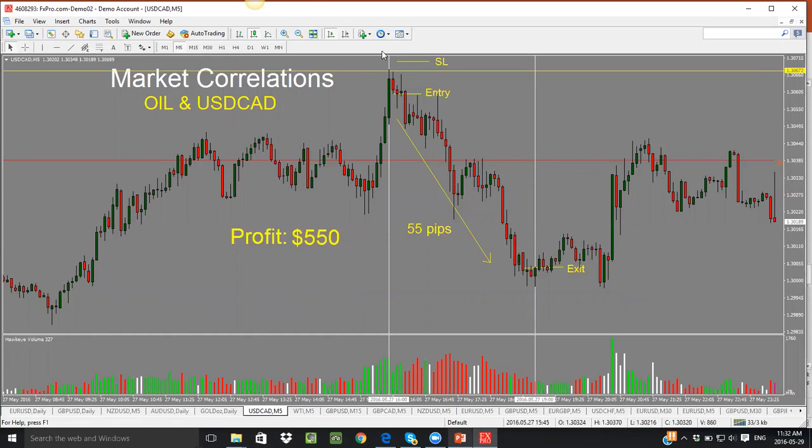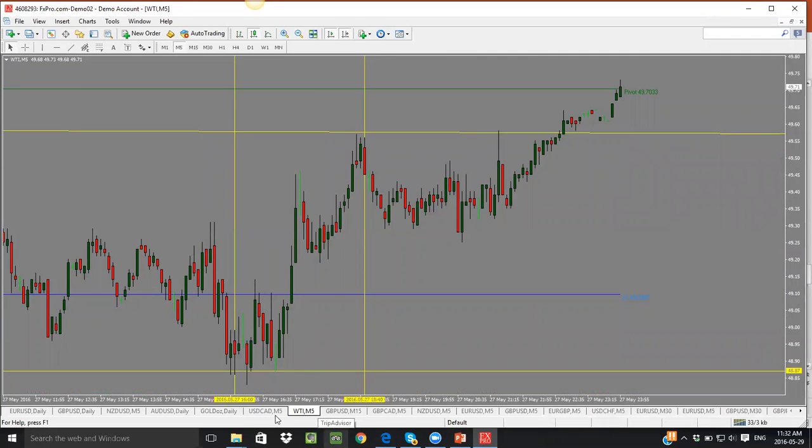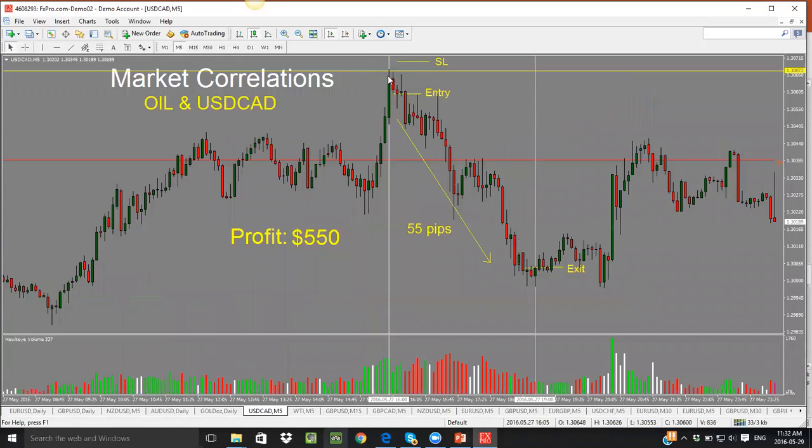I want to see that there is some sort of topping or bottoming formation in both of them. So oil could be going into support, and dollar CAD at that point should be going into resistance. So if you see that dollar CAD is not going into resistance, you see something like this, there's no trade, right? So you want to see a signal in both of them, not just one.